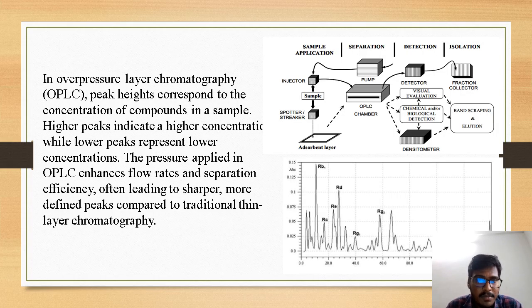In overpressure layer chromatography, peak heights correspond to the concentration of the compounds in the sample. A higher peak indicates a higher concentration, while lower peaks represent lower concentrations. The pressure applied in the OPLC enhances flow rates and separation efficiency, often leading to sharper, more defined peaks compared to the traditional thin layer chromatography. Here you can see the peaks of the OPLC graph result.